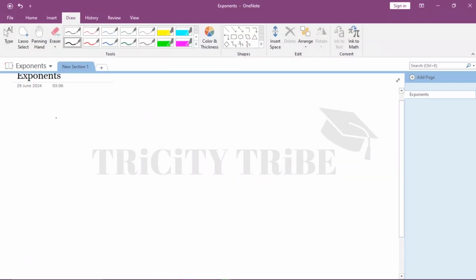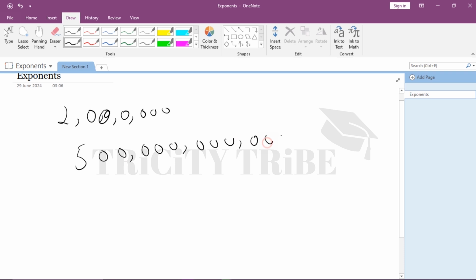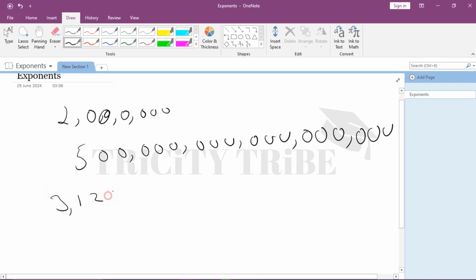Okay, for example, you have a number like this. For example, you have 2 million, right? Or let's say you have 500 million or billion, or is this trillion? And so on and so forth. Let's say you have 3, 1, 2, 4, 6, 8, 2, 1. And you just keep on having numbers like this.